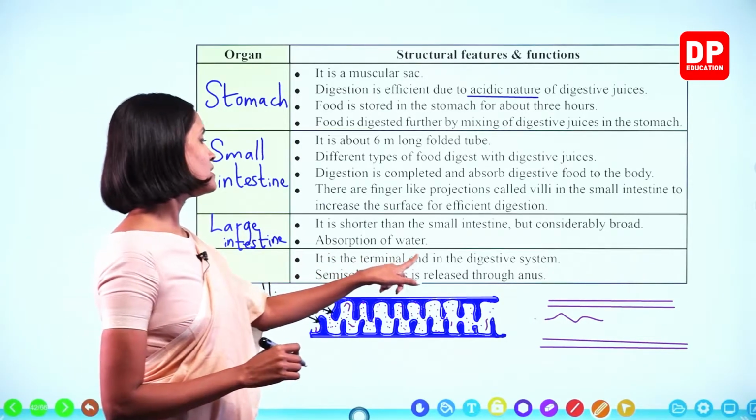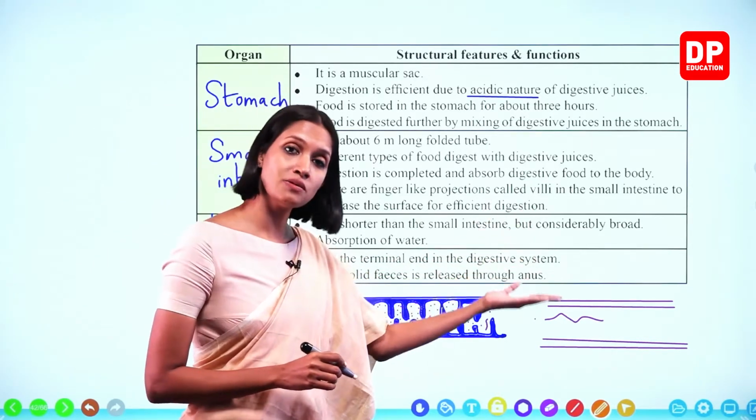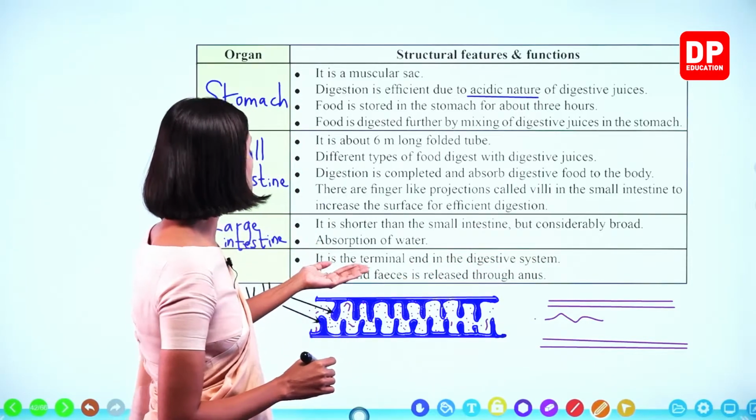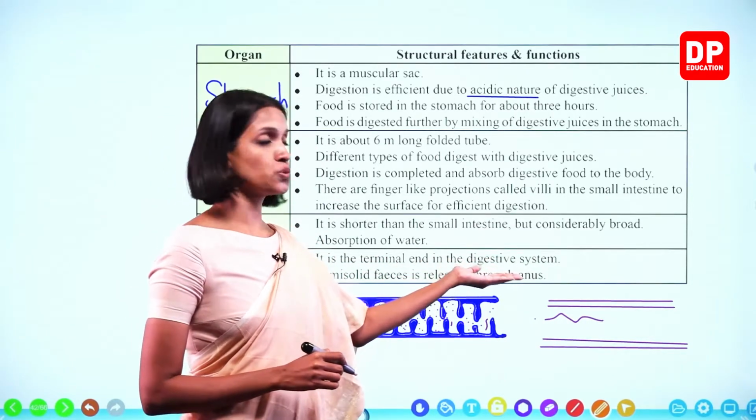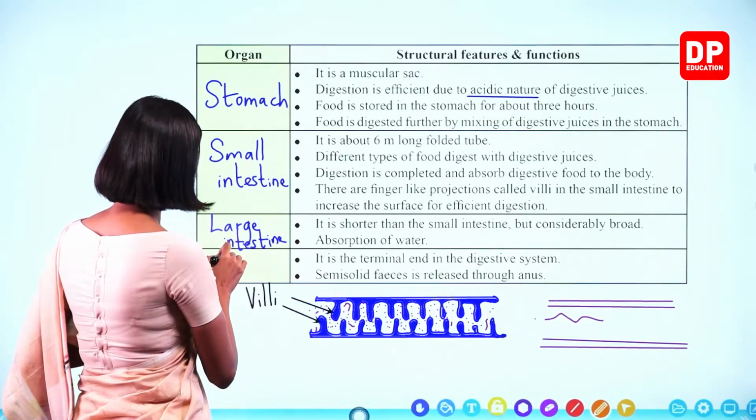It is the terminal end in the digestive system. What is the terminal end? That is the anus. Semi-solid feces is released through the anus. Right? This is the anus.